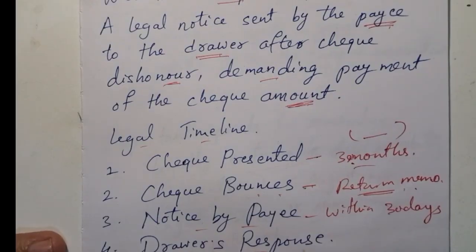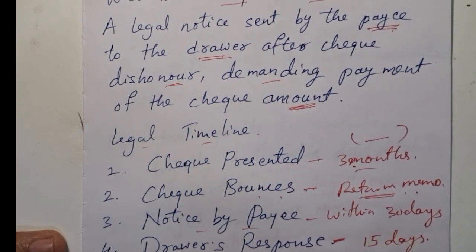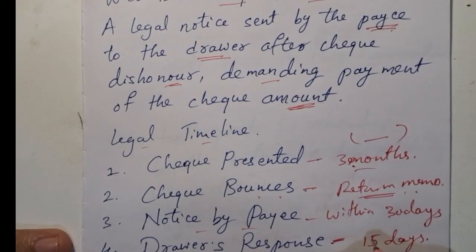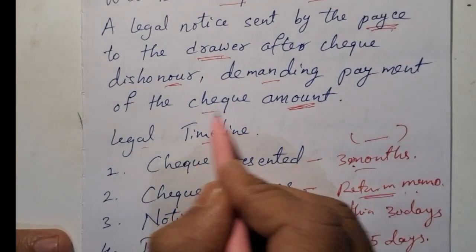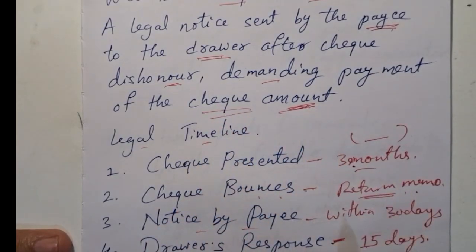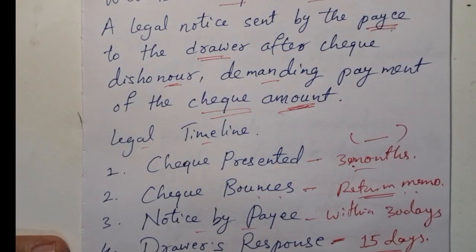The fourth legal timeline is the drawer's response. Once you send the legal notice through your lawyer, the only thing that matters is that you get your payment within 15 days. Maybe he is going to write any number of things in the response notice, but that is not going to matter. The only thing is that the check amount needs to be deposited or given to you within 15 days. If this has been done, there are no further actions required, which has already been discussed in our previous video.